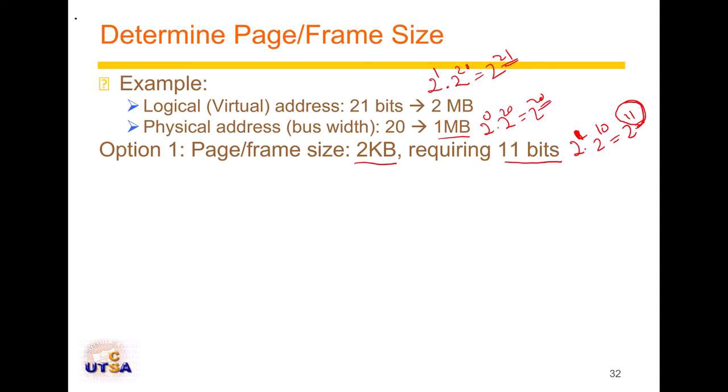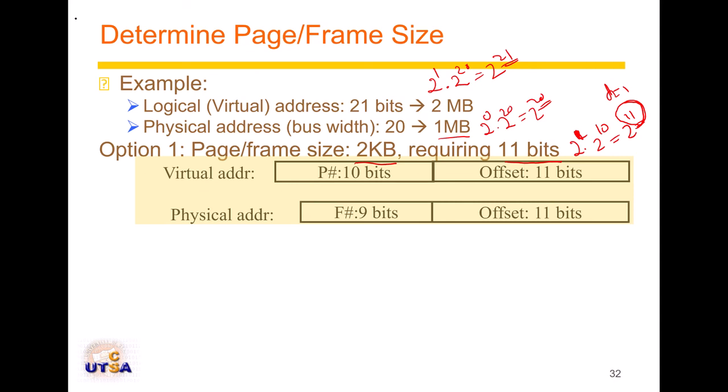Okay, so now given these numbers, we can easily compute what is P, what is D, which, as I already mentioned, D is 11, right? We can easily compute the other number of bits like P and F. So please pause the video for a second and first determine what is P, what is F, okay?